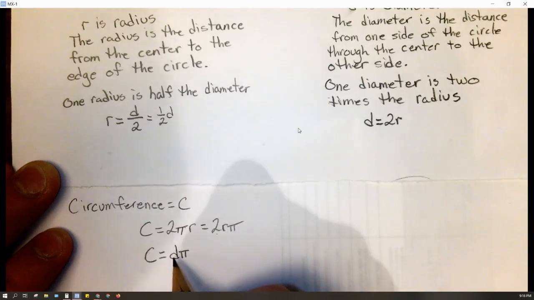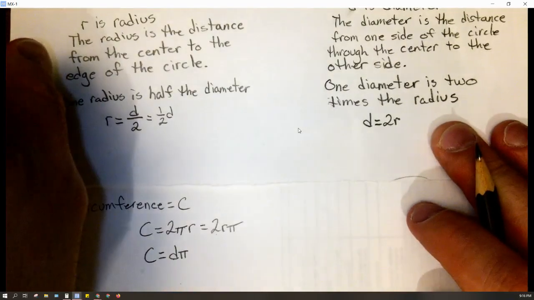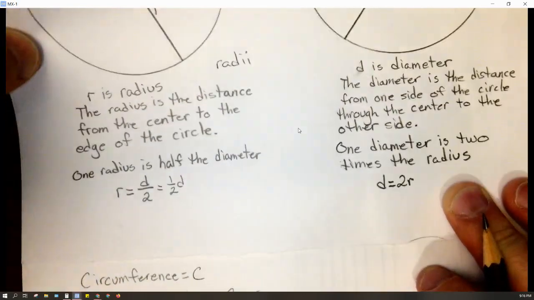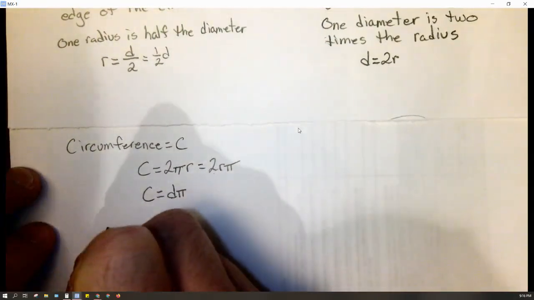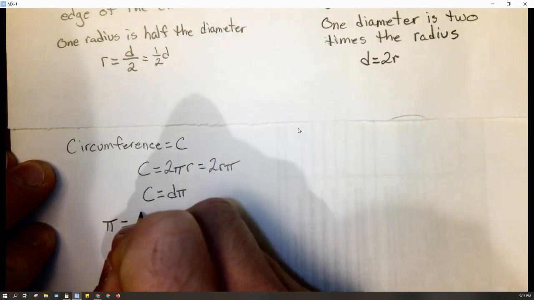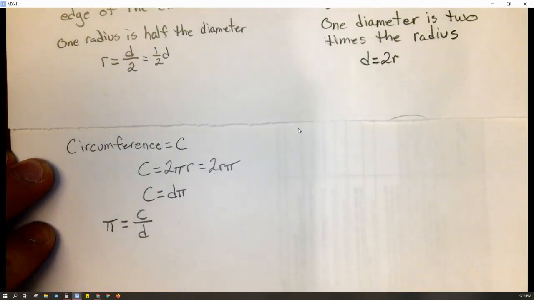So if you have the diameter, you just multiply that by pi. Now you might be asking yourself, well, wait a minute, what in the heck is pi? If you are not familiar with pi, then that's going to be real confusing, but it's okay. I'm going to make it real easy for you. Here it is. Pi is what you get when you take any circle's circumference and divide it by its diameter.